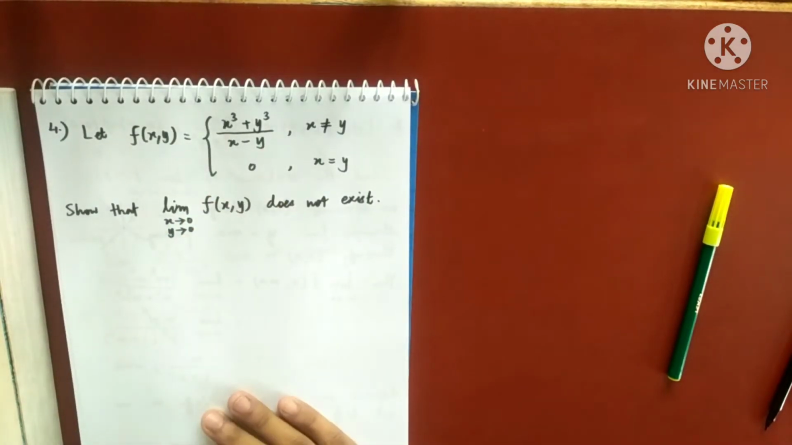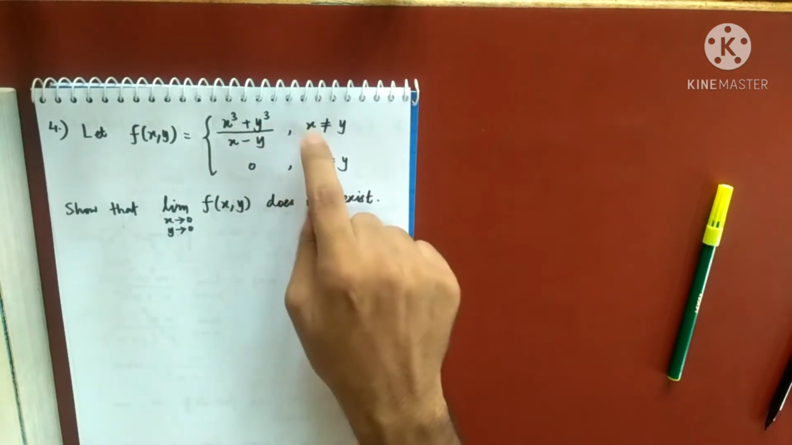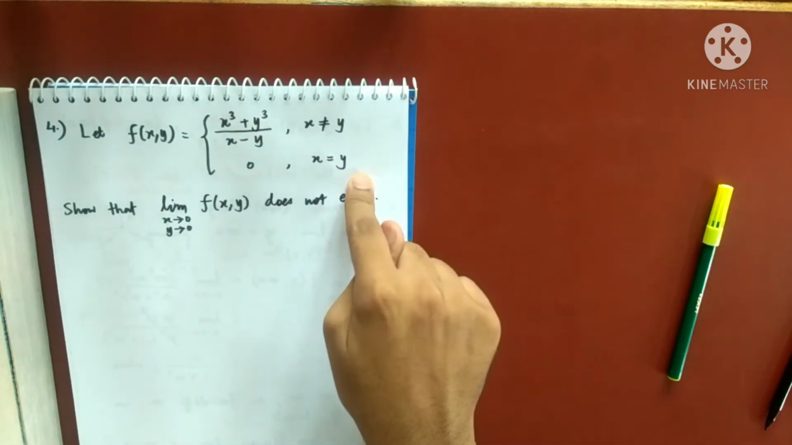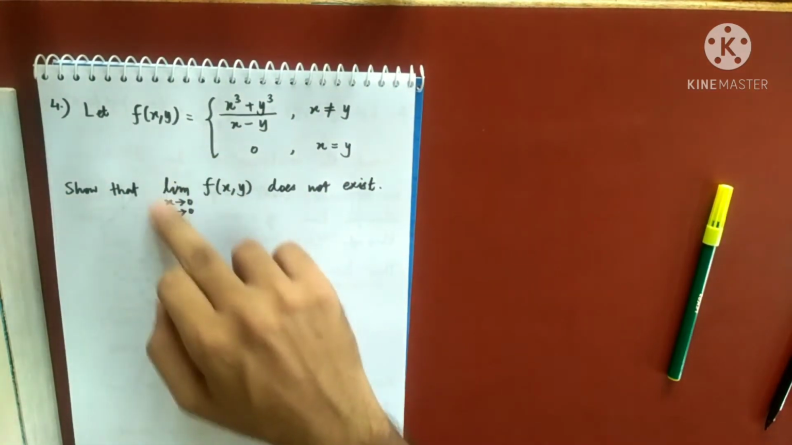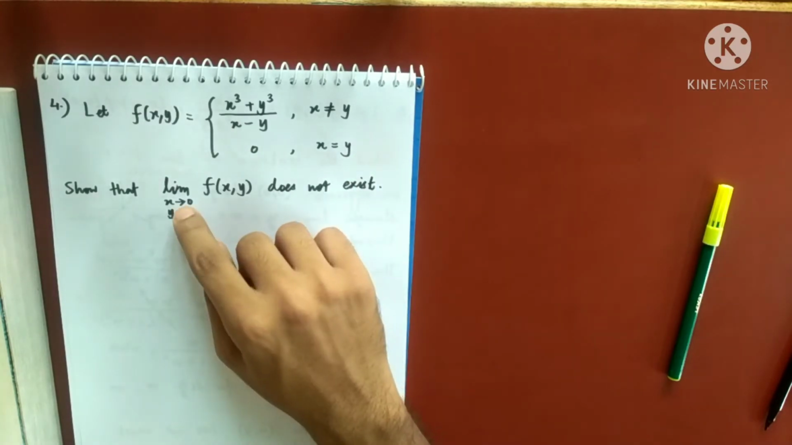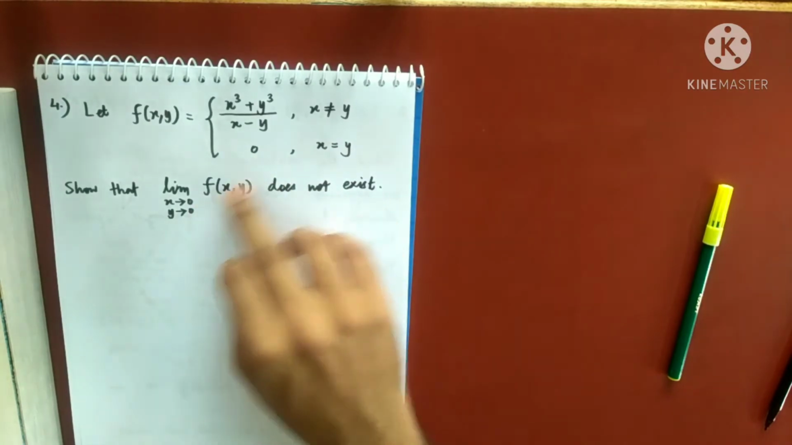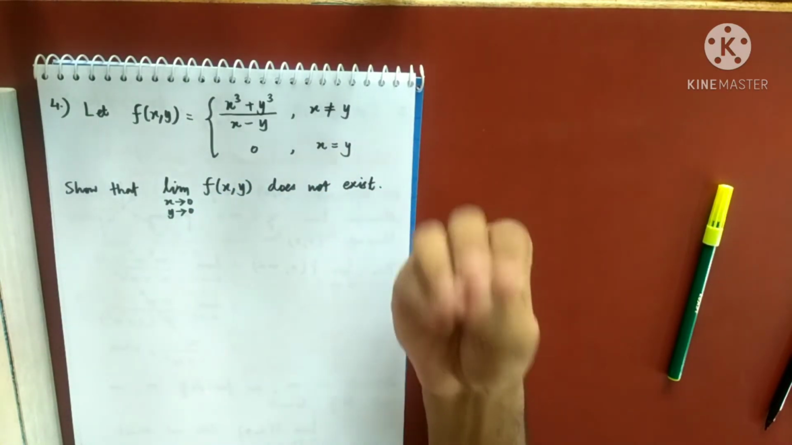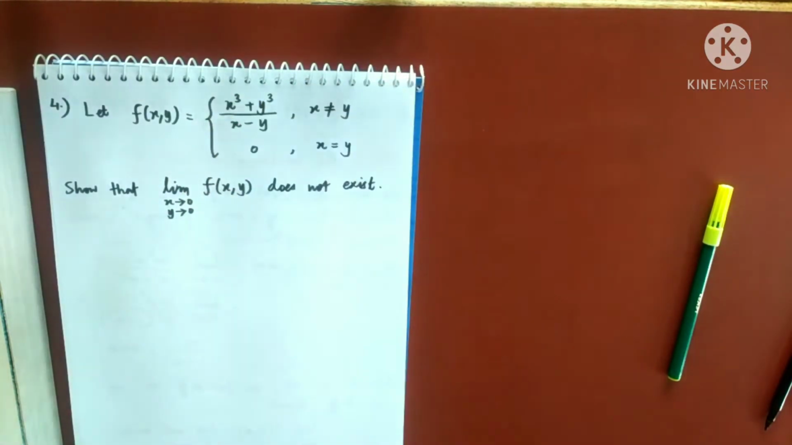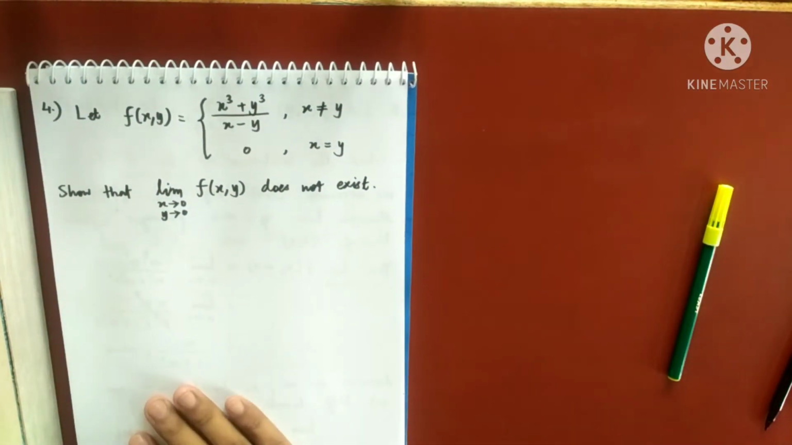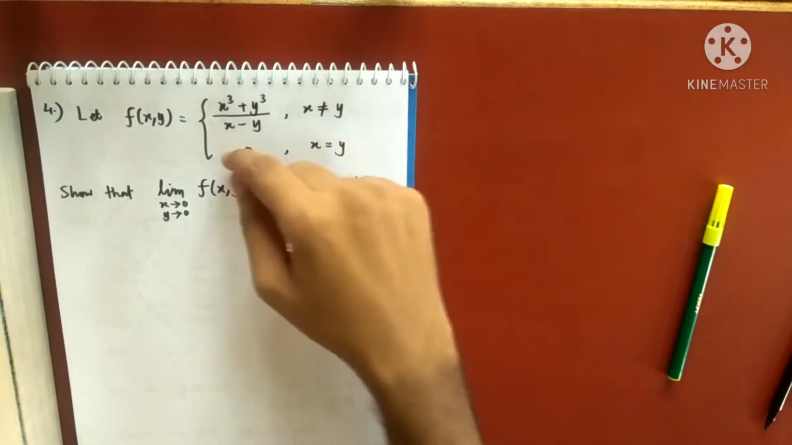So here is the question. You have a function like this, f of x comma y is x cube plus y cube by x minus y if x not equals to y, and 0 otherwise when x equals to y. So definitely to find this limit, this part will not be required, because when we are tending towards (0, 0), the values of x and y are not both 0, so this will not be required. Only this will be required to find the limit. Similarly, we had done in single valued functions to find limits, we never take this one.